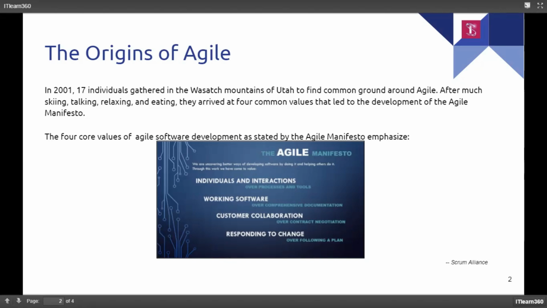So customer collaboration is really, really important in Agile. And that is the third manifesto. The last one is one of the biggest reasons why Agile is so popular now, and that is responding to change over following a plan.